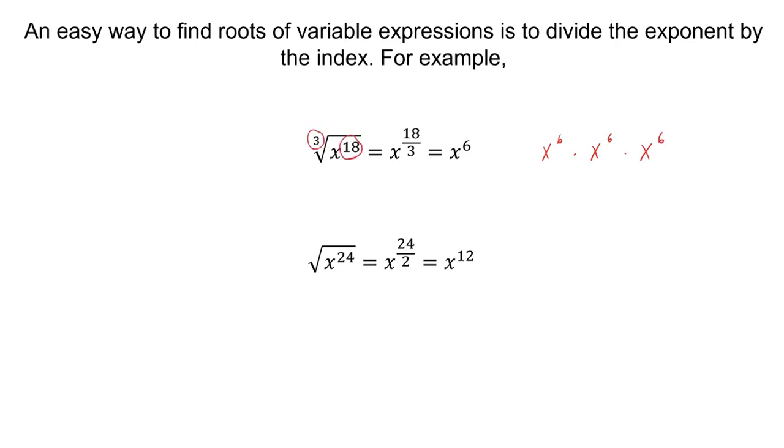So to find roots of variable expressions, all we have to do is divide the exponent in the radicand by the index. Another example, if we want to find the square root of x to the 24th, all we have to do is divide 24 by the index of 2. So that's x to the 24th over 2, which is x to the 12th. And again, that makes sense because x to the 12th times x to the 12th gives us x to the 24th.